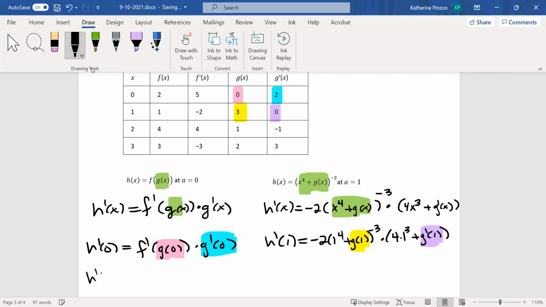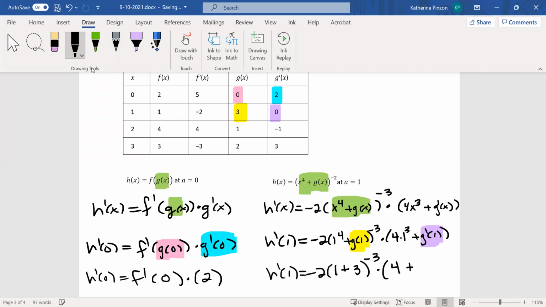Okay, so I'm plugging those numbers in. F prime of the pink number, g of 0 was 0, times the blue number, 2. And h prime of 1: -2 times 1 to the 4th is 1, so I'm going to write 1 here. G of 1, the yellow one, was 3, to the -3rd. 4 times 1 makes 4. G prime of 1 was 0.